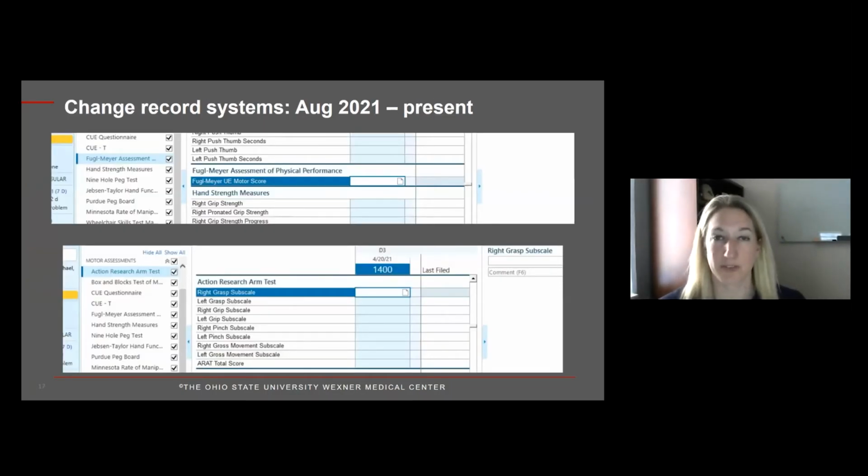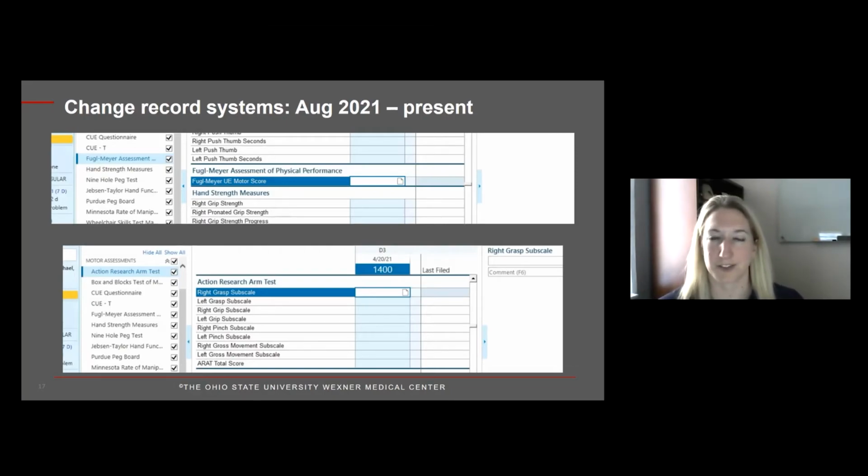As I mentioned, we've had to change EPIC and collaborate with information technology at Ohio State to allow for fields to be built into EPIC. So on that top screenshot, you've got a field that's dedicated, or a cell that's dedicated to the Fugl-Meyer upper extremity motor score. And then on that lower screenshot, you've got fields dedicated to scores from the Action Research Arm Test.